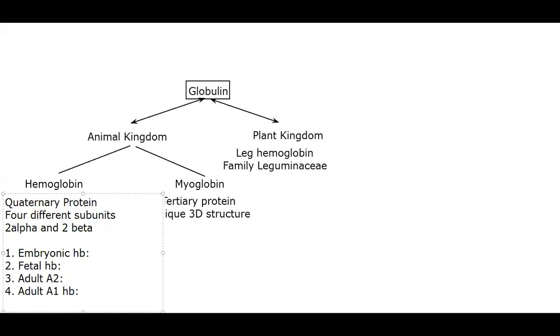Now what is the basic difference between all these different types of hemoglobin? All of these hemoglobins are found in ourselves only. They are present in Homo sapiens, in humans. The difference lies in the alpha and the beta subunits associated with the hemoglobin molecule. Different alpha and different beta subunits are associated with each hemoglobin molecule, making them completely different from each other.